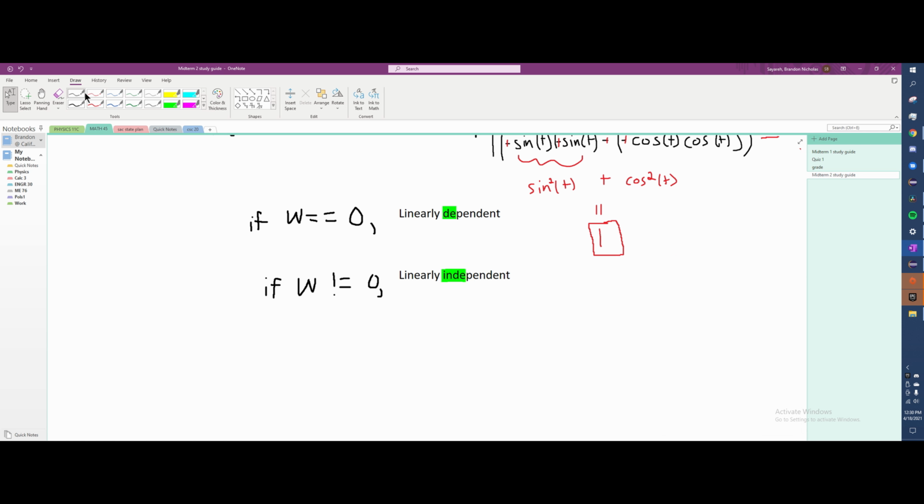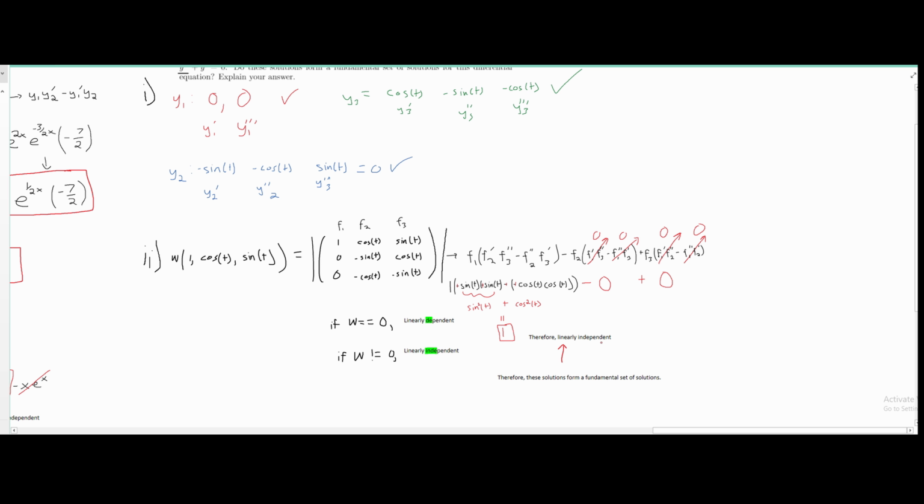From earlier, we remember that if the Wronskian is equal to 0, it is linearly dependent. If it is not equal to 0, it is linearly independent. Since 1 does not equal 0, we get a linearly independent solution. Since it is linearly independent, we are guaranteed that these solutions form a fundamental set of solutions.